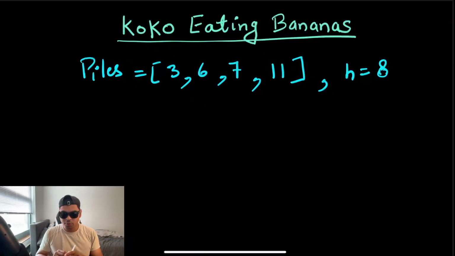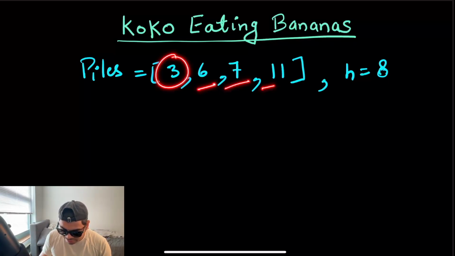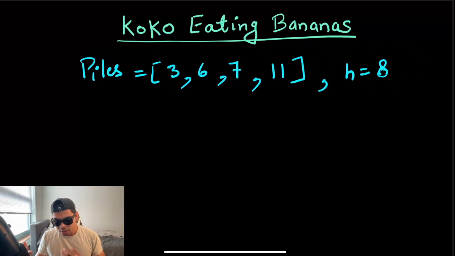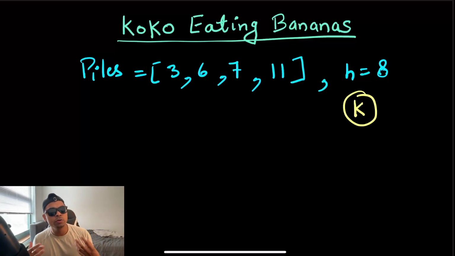So I'm going to switch the view here. Here we have the piles from the first example. The first pile has 3 bananas, the next has 6, and then 7 and 11, and we have a maximum of 8 hours. We need to finish all of these bananas in 8 hours before the guards come back. So we need to choose this k.